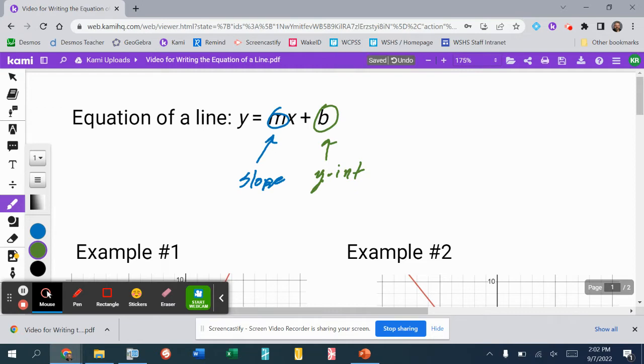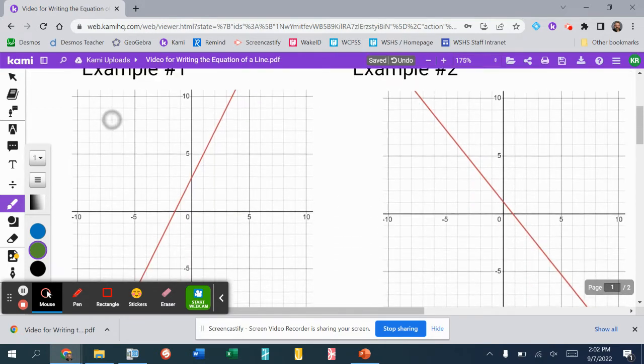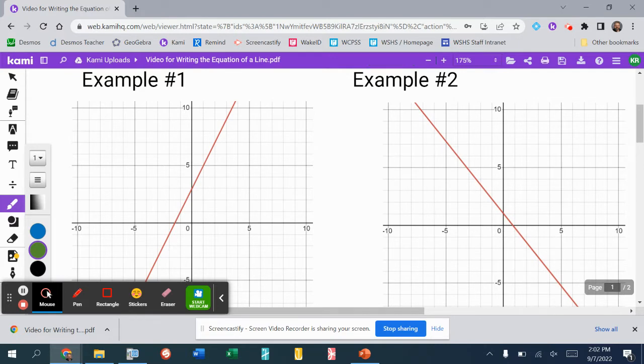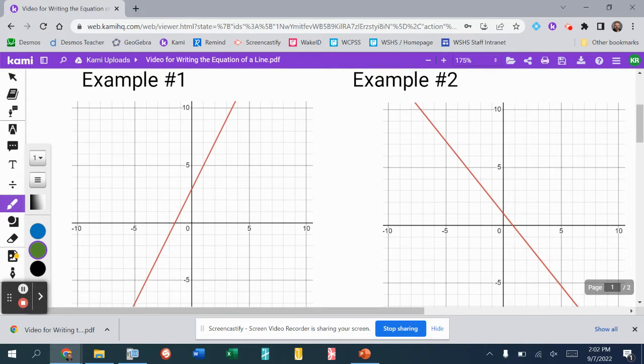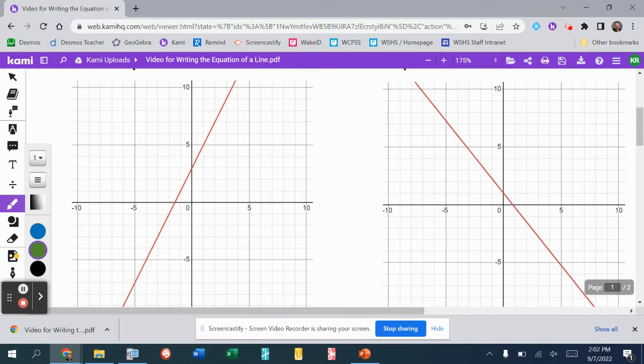That's what I need. So the first type of problem we're going to look at is if you're given a graph. So like here in example number 1, we have a line. And so what we want to do is, number 1, determine the y-intercept, which is where it crosses the y-axis. So that is the point (0, 3). We're going to need that when we write our equation.